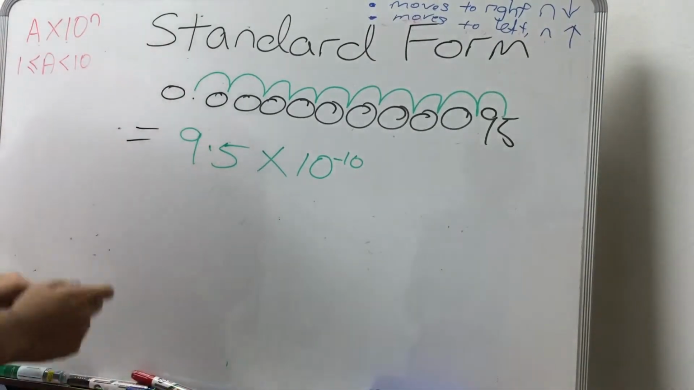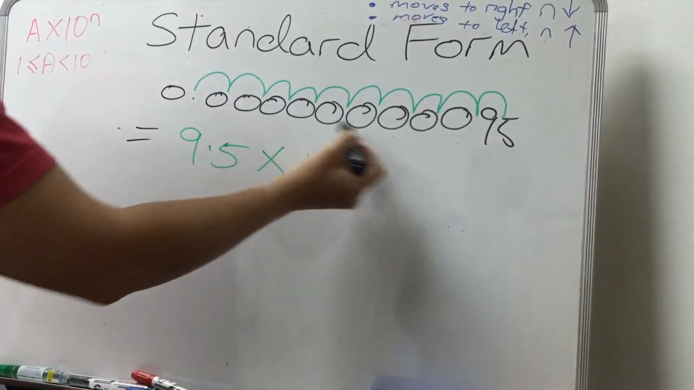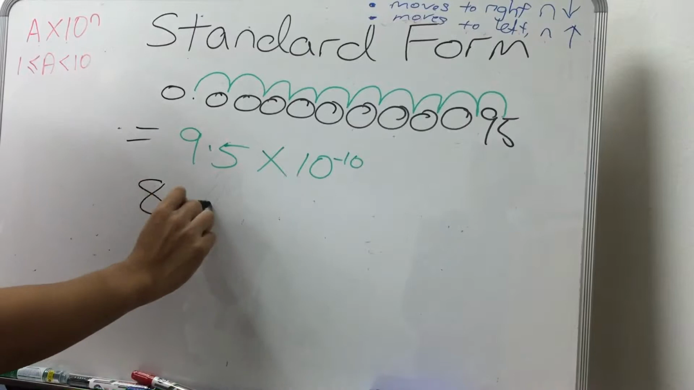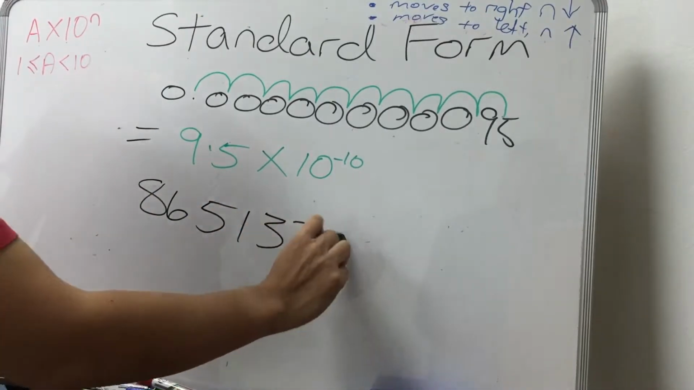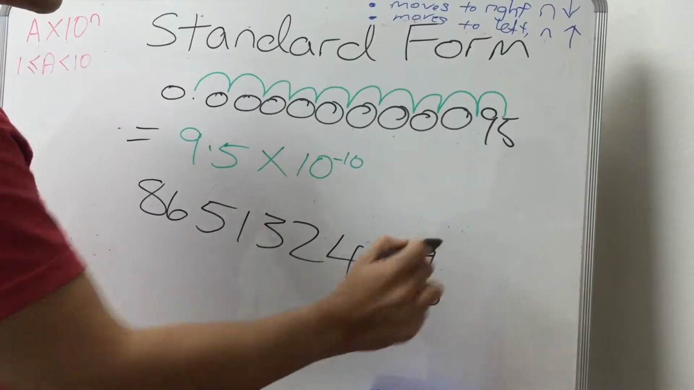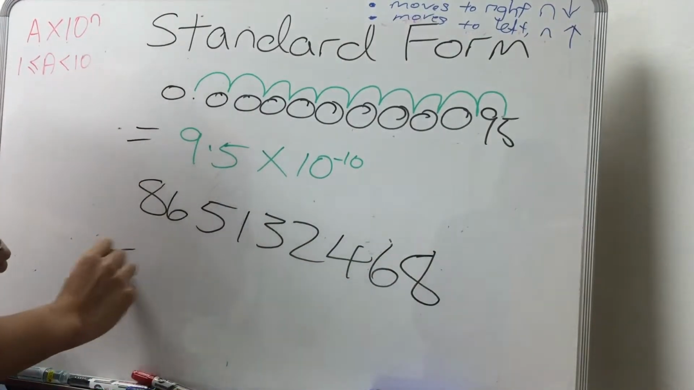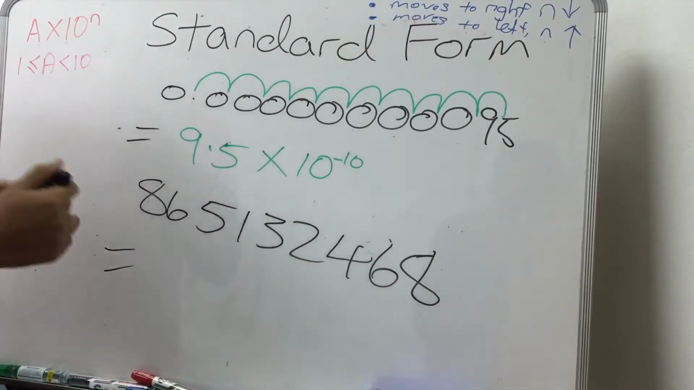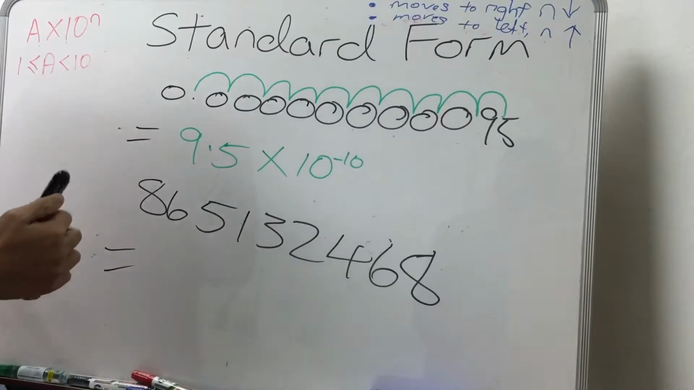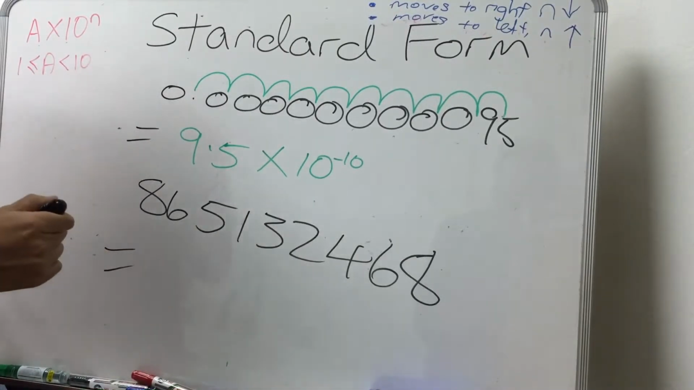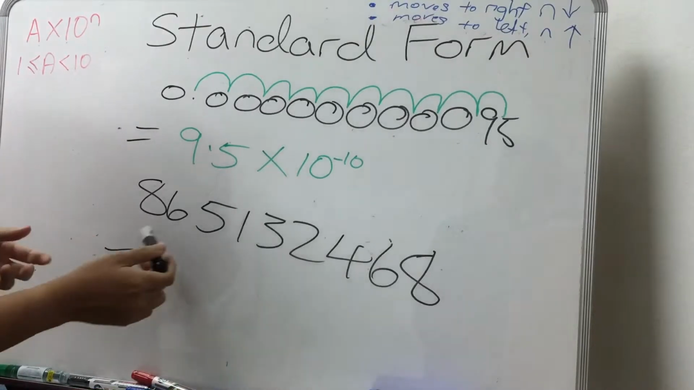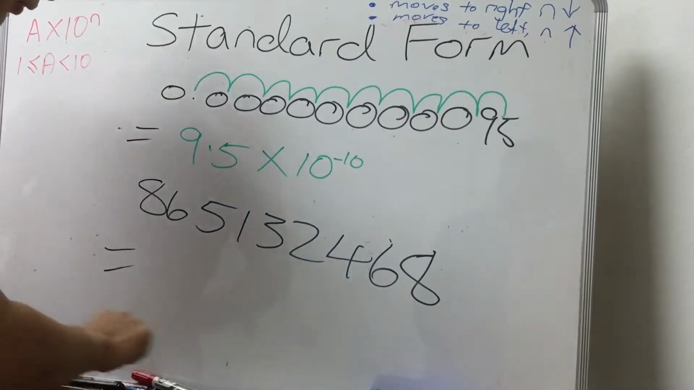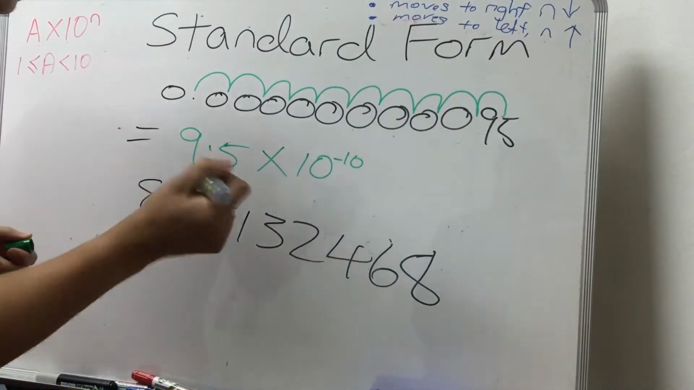Okay, so another example with a bigger number. This is a very small number. Let's say you have this amount of money in your bank. 865,132,468. Okay, this is the amount of money you have in your bank, but you cannot possibly remember the exact amount of money you have in your bank, right? So you are going to give a short form. It's like you don't see millionaires going around telling people that they have 3,465,000, etc. right?